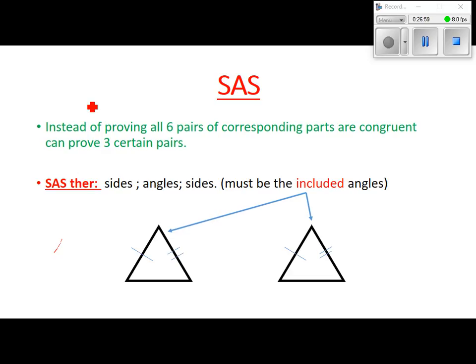So instead of proving all 6 pairs of corresponding parts are congruent in the two triangles, all we really need are 3 certain parts. Not just any parts. It can't just be the ones that you pick, because it doesn't work that way. So some mathematician a long time ago figured out, hey, if you prove these 3 parts are the same as these 3 parts, then the 2 triangles are always going to be exactly the same.